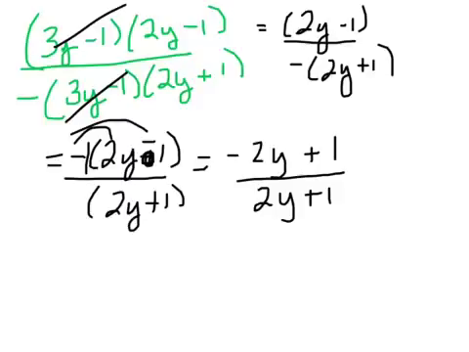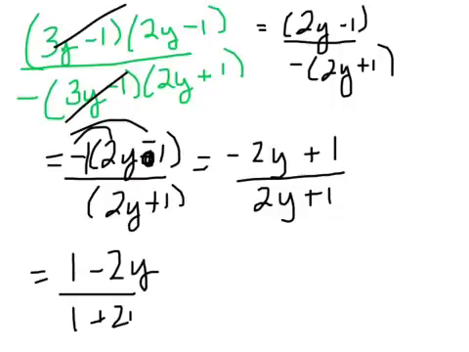Well, they say we don't like to start off with a minus on top, so let's switch the order on the top. Instead of minus 2y plus 1, let's put 1 minus 2y. It's the same thing. And then instead of 2y plus 1 on the bottom, let's put 1 plus 2y. Way up here, this was fine.